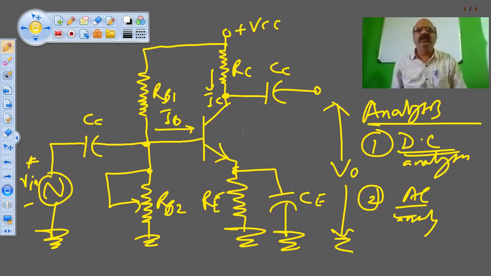Okay, so that completes the starting phase of the transistor amplifier. Tomorrow I will continue with the same lecture. I will go for analysis, DC and AC analysis.